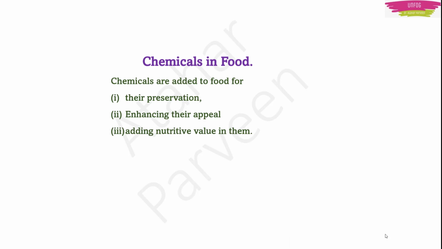Third point is adding nutritional value to them. Maybe they will add some minerals. This happens very few times. They will add some minerals and some vitamins to it. For example, you can take milk, Horlicks and Boost. They say that they have added some nutritional value to it, right? So they are also chemicals only, basically. So these are the three reasons why we use chemicals in our food.